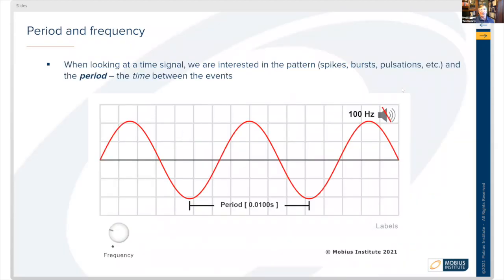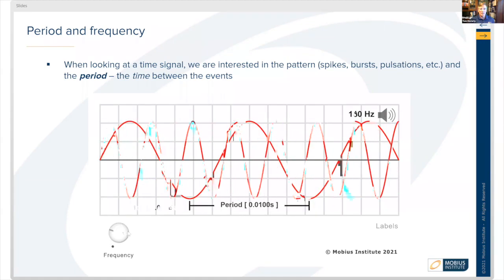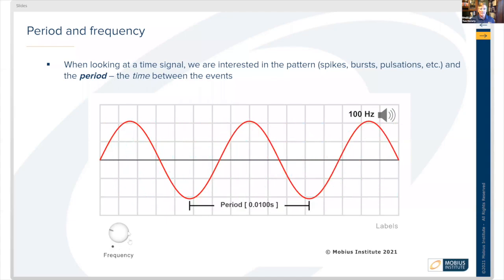And so when we're looking at the time signal, we're interested in the patterns, right? What are the spikes and what are the pulsations and bursts and so forth that happen within that time waveform and in time between each of these events? So I don't know, hopefully you can hear that. As we change the frequencies, we get a different sound, right? And it has to do with what is the wavelength or the period.